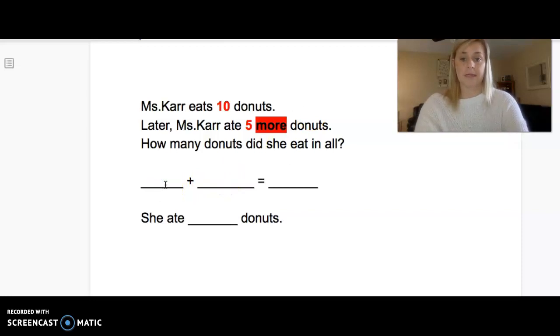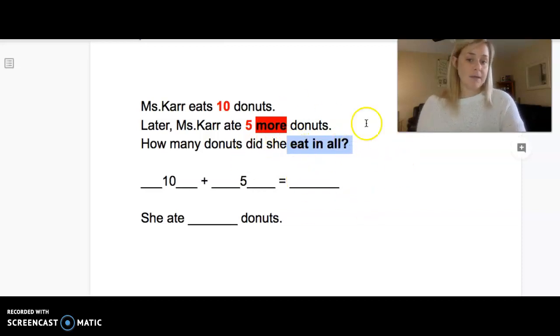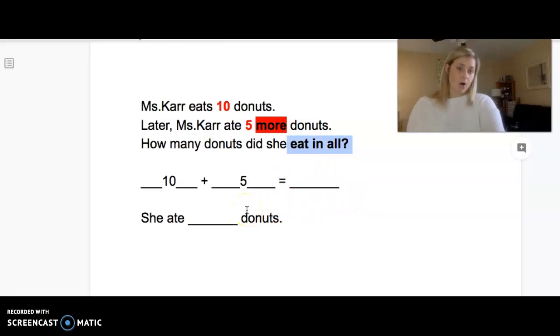So to help me, I'm going to type my numbers in. So I have 10 donuts. I'm adding because I ate more. How many more did I eat? 5. And they want to know how many did I eat in all. So in all means my total. How much did I eat all together? So that means I'm going to be adding.